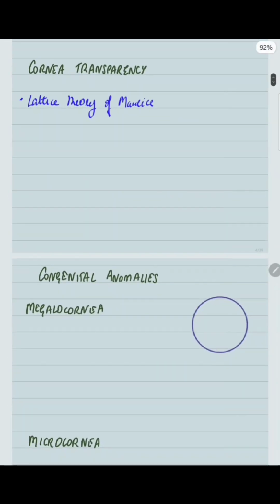Now, corneal transparency is a result of the peculiar arrangement of the corneal lamellae, that is the lattice theory of Maurice. Then also because of avascularity, relative dehydration, with 78% water content, and the swelling pressure of the stroma, which counters the imbibition effect of IOP. These are the factors which maintain corneal transparency.